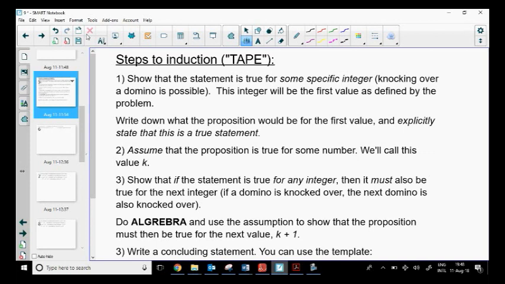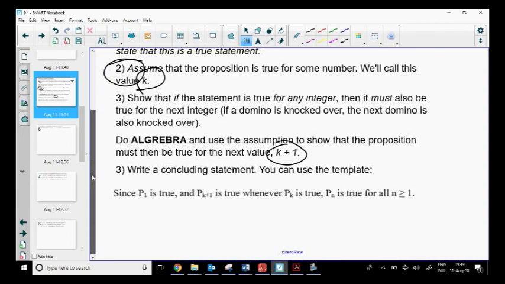This step is going to involve us using some algebra, and we're also going to use what we assumed up here in step 2 to show that the proposition needs to be true for k plus 1. Remember, we assumed it was true for k, and we're going to show then that it has to be true for k plus 1. And then we're going to write a concluding statement. This is the explain step, and it's basically going to look like this every single time. We're going to say since p sub 1 is true, and p sub k plus 1 is true whenever p sub k is true, p sub n is true for all n greater than or equal to 1.